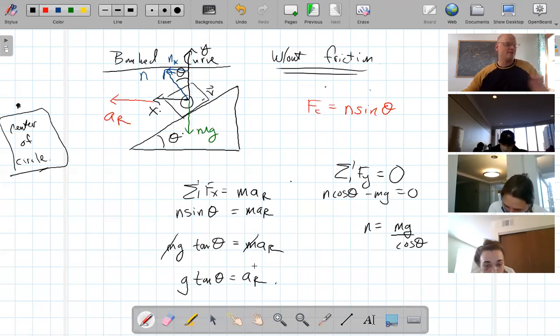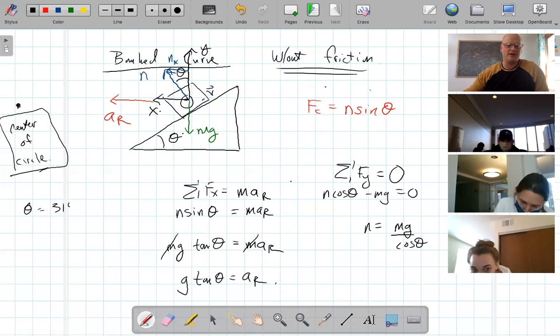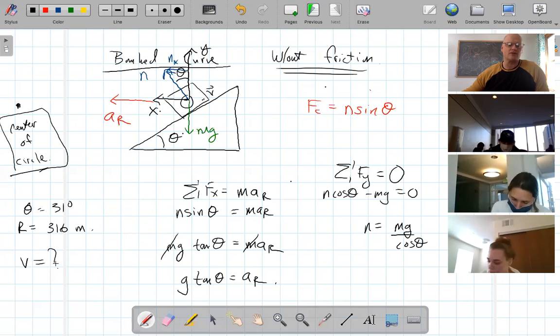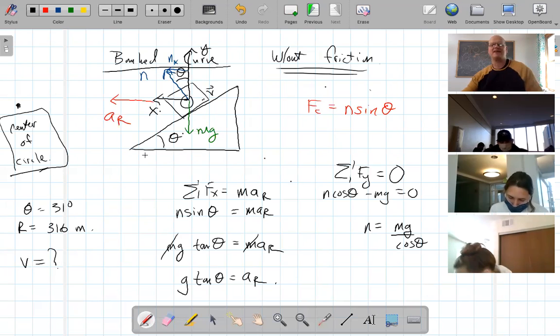So let's actually put this into a problem. This says I have a banked curve in the Daytona 500, which is at an angle of 31 degrees with a maximum radius of 316 meters. So here I have theta is equal to 31 degrees, and the radius of our circle is equal to 316 meters. What I want to know then is, what is the speed that this car can go through without using friction? So what is the velocity equal to? How fast can I go through the circle without needing friction?